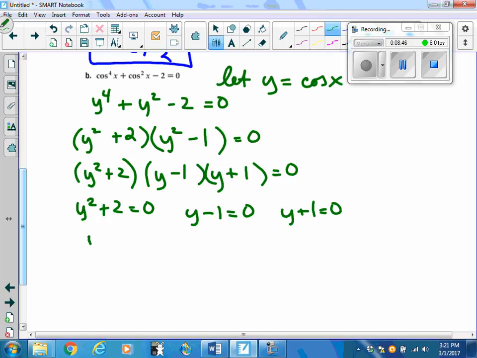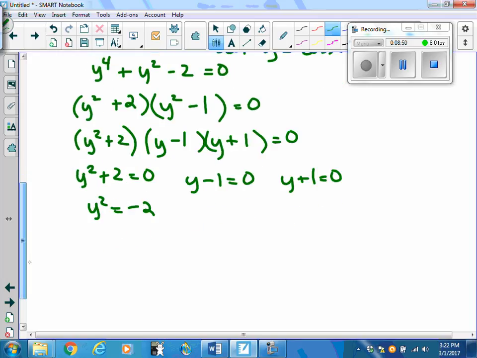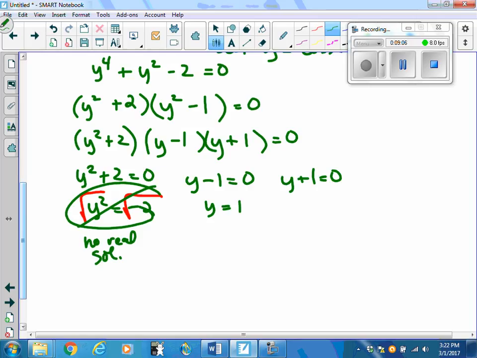And then solve. So I have y squared equals negative 2. But when I go to take the square root, I have the square root of a negative. So I can't do that. There's no real solution for that one. So I go to the next one. This gives me y equals 1. That's possible. And this one gives me y equals negative 1.